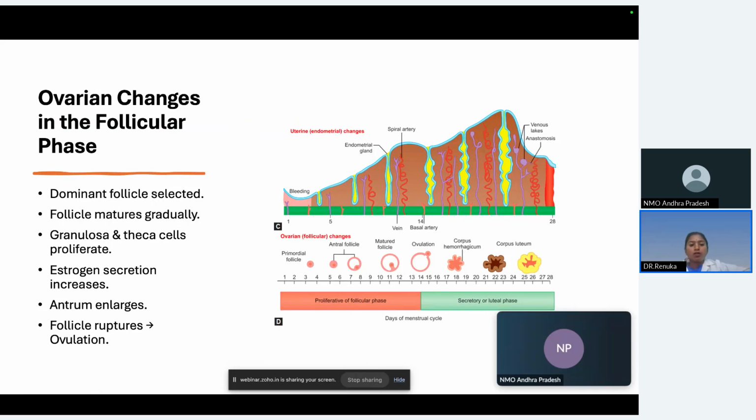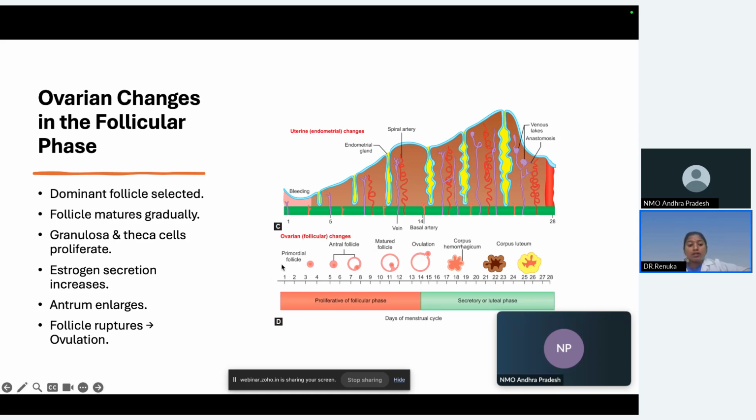What are the changes occurring in the ovary during the follicular phase? First of all, the dominant follicle is selected. This follicle gradually matures. It becomes bigger and bigger. Granulosa and theca cells proliferate. Estrogen secretion increases. The antrum enlarges. And finally, the follicle ruptures and the ovum is released. Ovulation is occurring. These are the ovarian changes.